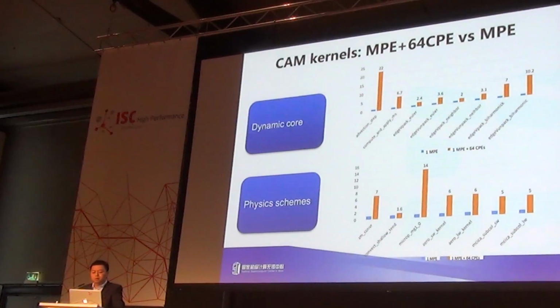So here we just show some preliminary results that we have achieved. This one compares the performance when we use both the MPE and the 64 CPEs against the case where we only use the MPE. For both the dynamic core and the physics schemes, we see that for some of the kernels, which are quite compute intensive, we can achieve a speedup of about 10 or even 22 times. But for the other kernels, which might involve a lot of memory operations, the speedup is not very high. It's around 2 to 3 times.